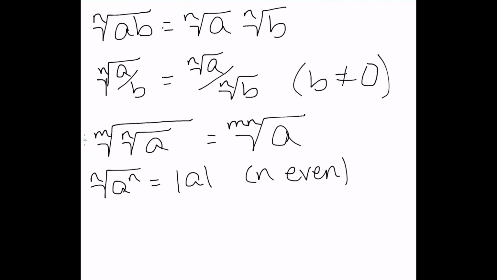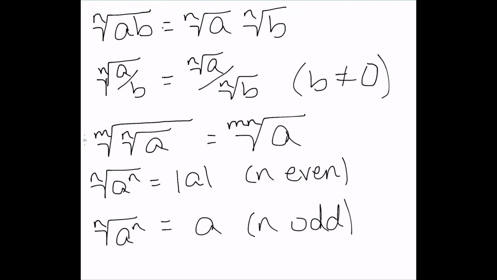The next one, the nth root of A to the n is the absolute value of A, provided that n is even. So as an example, as we did earlier, the square root of 36, negative 6 times negative 6 is also 36, but whenever we're taking roots, we always consider the positive one. The nth root of A to the n is just A if n is odd. So if I'm taking something like a cube root, I don't have to worry about the absolute value. Like we did earlier, the cube root of negative 27 was negative 3.